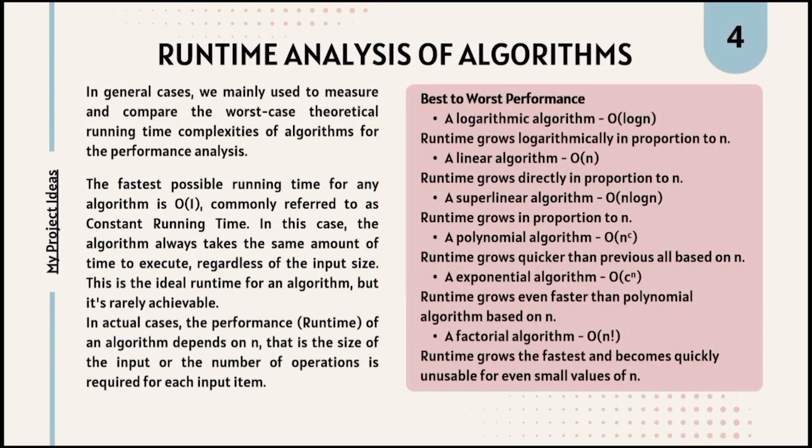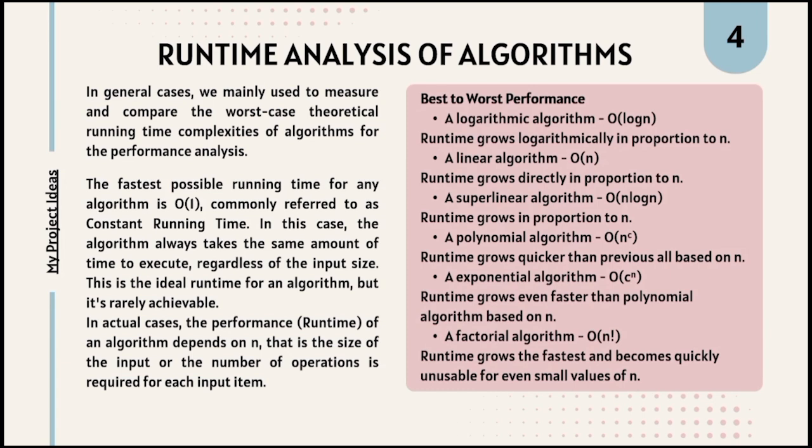Next, runtime analysis. When we are studying the general cases, we always measure the worst case theoretical running time because it gives us a vivid idea of the performance analysis. The fastest possible running time for any algorithm is big O of 1. It's commonly referred to as constant running time. If any algorithm reaches big O of 1, that is your best case time complexity. You cannot have a time complexity less than big O of 1 because this is constant.